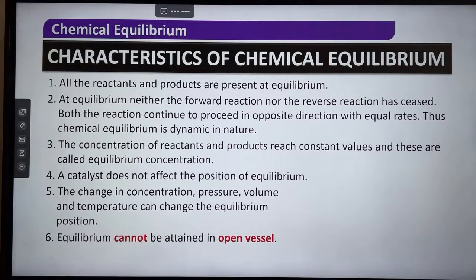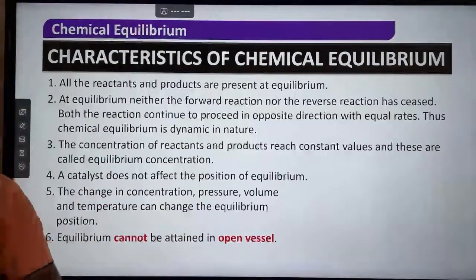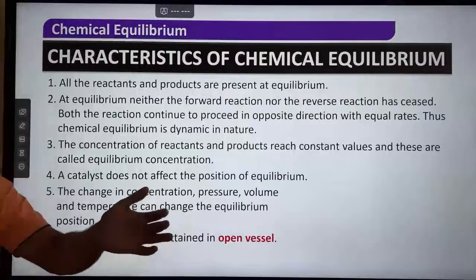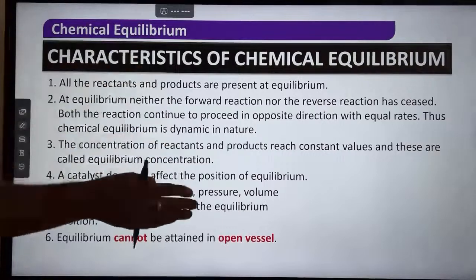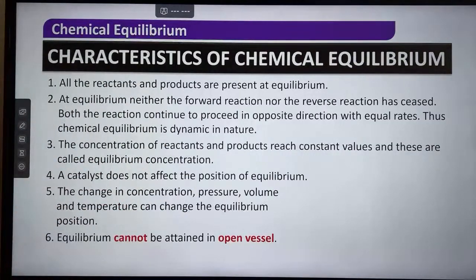Third, concentrations of reactants and products reach a constant value, and these are equilibrium concentrations. They reach a constant value, but they don't have to be equal. They can be equal, but they can also be unequal. Point number 4: a catalyst does not affect the position of equilibrium. A catalyst can affect the rate of moving forward and coming backward, but it won't increase the product, it won't decrease the reactant, nothing like that will happen.